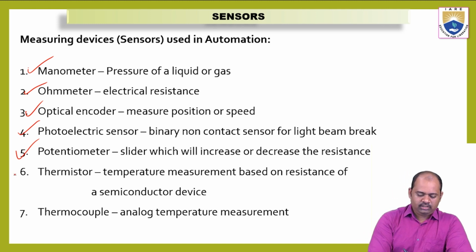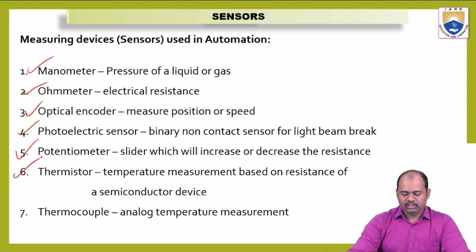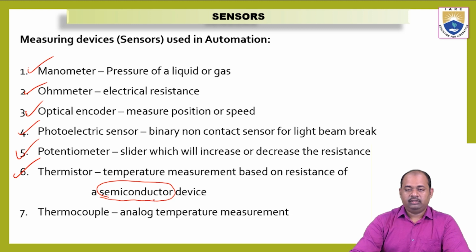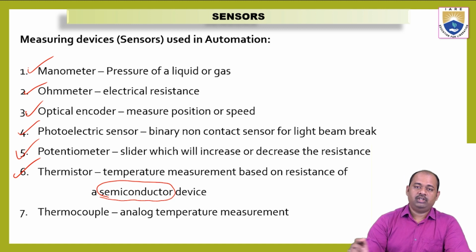And then sixth one is thermistor. Thermistor is a temperature measurement based on resistance of a semiconductor device. So the thermistor will use a semiconducting material which will measure the resistance, which will measure the temperature based on the resistance. Okay, so thermistor is used for measuring the temperature of a body.